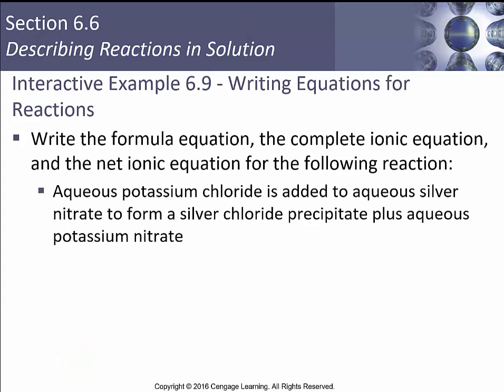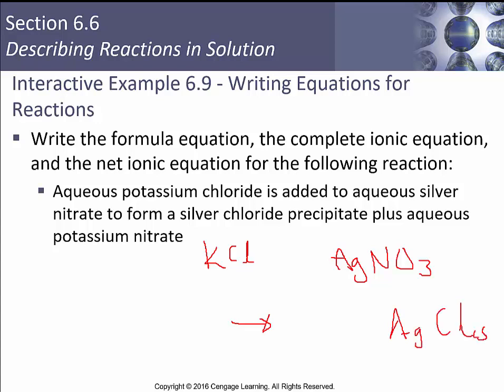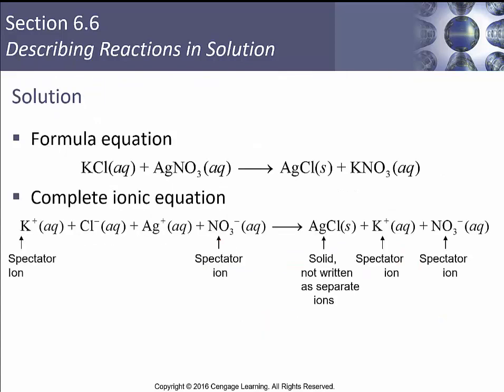So let's do a quick practice. We're going to write out the formula equation, the complete ionic equation, and the net ionic equation for the following reaction, which we have expressed in words. Aqueous potassium chloride is added to aqueous silver nitrate to form a silver chloride precipitate plus aqueous potassium nitrate. And I'm not writing the AQs, right? Because we will assume that it's AQ if you don't write anything. Or at least I will.